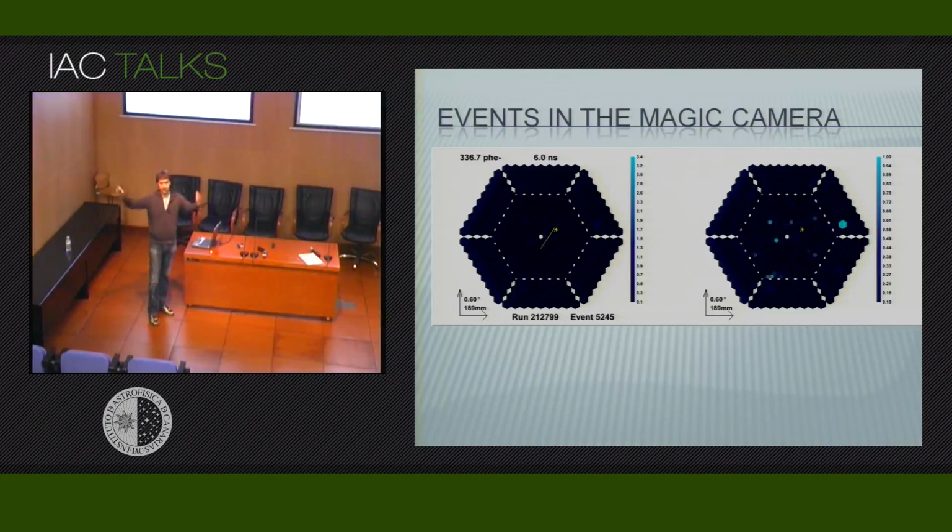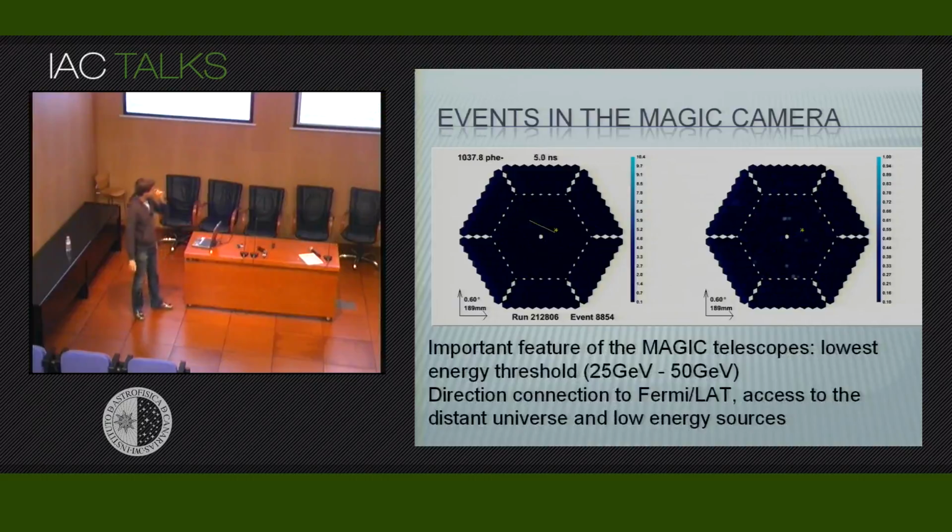An important feature of MAGIC is that we reach really the lowest energy threshold of all the existing installations, which is around 25 to 50 GeV, depending on the trigger and other things. And this allows us, as I said, to make the connection from the satellite in space down to the next energy range here on Earth.